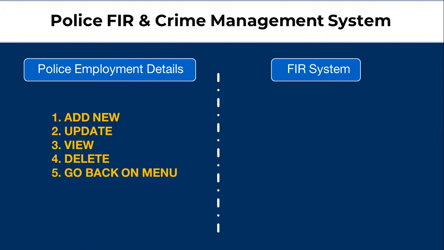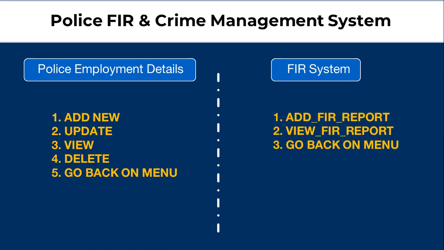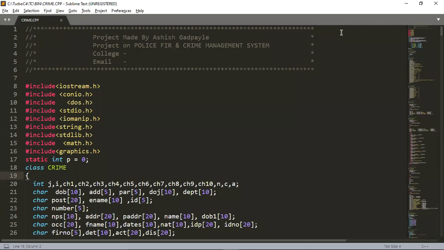In Police Employment Detail, we will have options like add a new police information detail, update police information detail, view police information detail, delete police information detail, and an option to go back to the main menu. In the FIR system module, we will have three options: add FIR report, view FIR report, and go back to the main menu. Let's first discuss the source code.